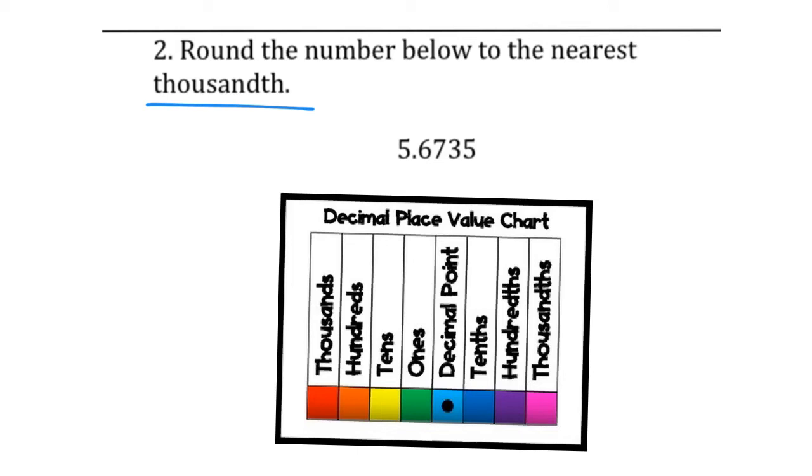So the 3 is going to be the thousandths place, and if it says to round to the nearest thousandths, that means we look at the number behind it to tell us what to do.